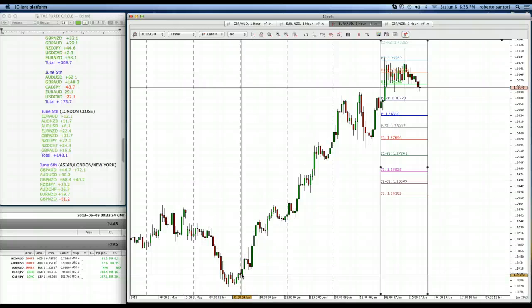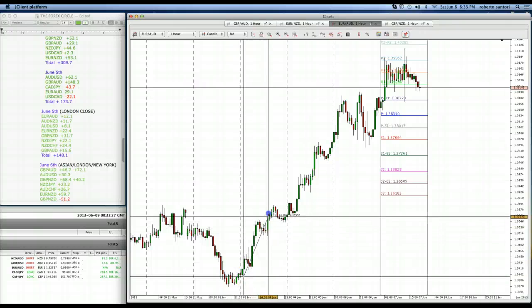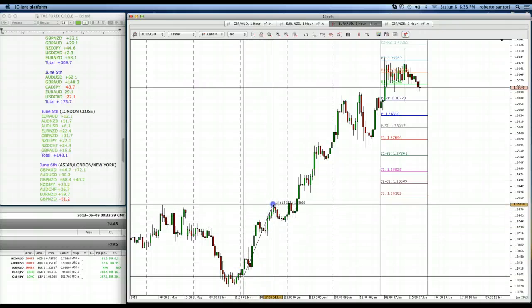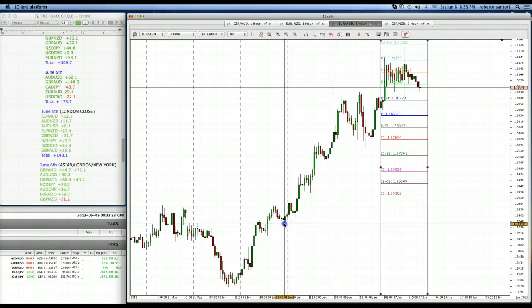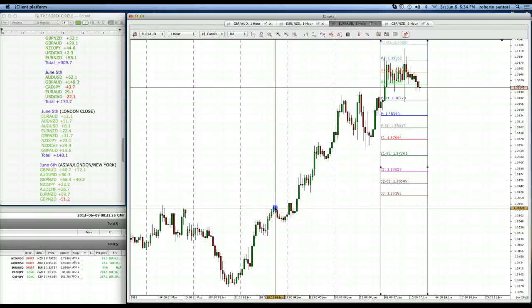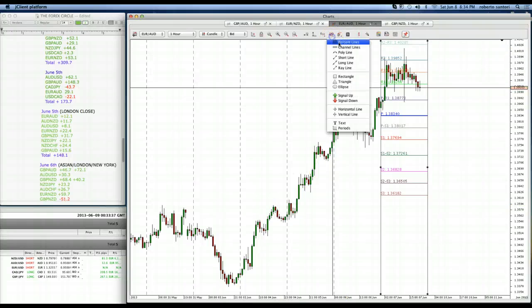So very important. Count the number of pips the market put in before the retracement. 196 in one day. Okay, and then it retraced about 50. Okay, so that was your trade right here. So just put an arrow. This is the London close.